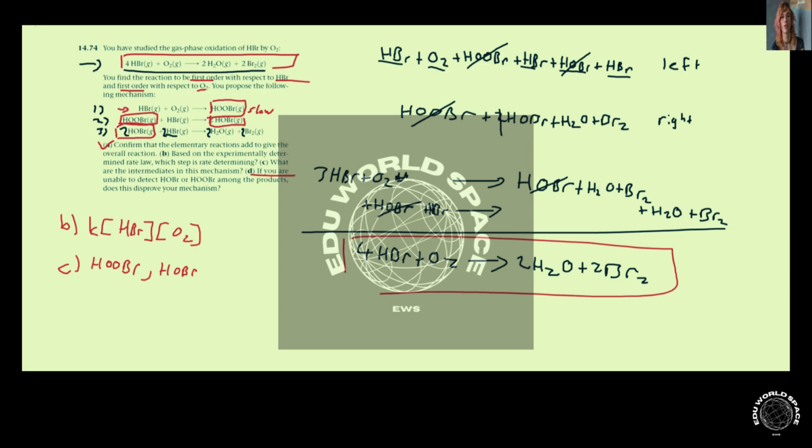If you are unable to detect HOBr or HOOBr among the products, does this disprove your mechanism? Not really. We're not going to be able to detect these HOBr and HOOBr among the products simply because they're intermediates, because they get consumed within the overall reaction. That's why we won't be able to see them among the products, but we still had them as intermediates, so it does not disprove our mechanism.